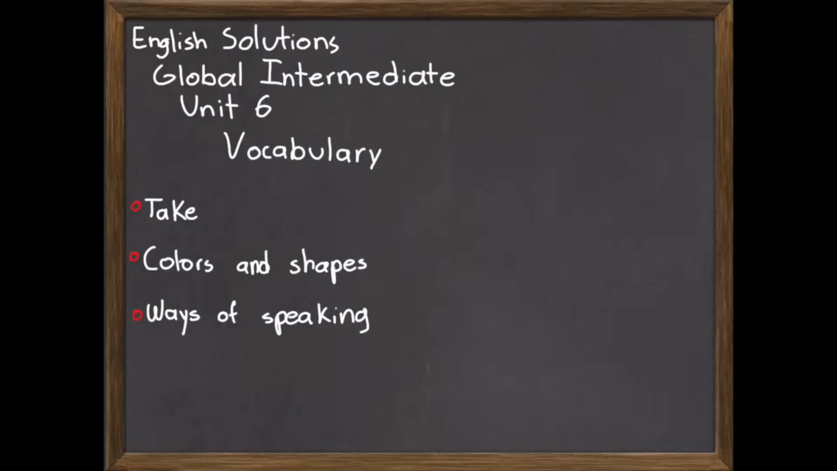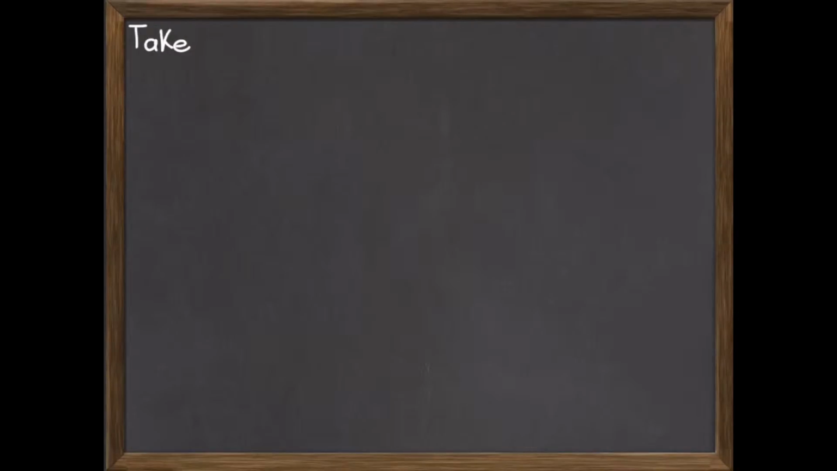Today, we will be looking at the Global Intermediate book, Unit 6, the vocabulary section. We will look at the following topics: the verb to take, and some examples of how to use the verb to take. We will also look at colors and shapes, ways of speaking, and some other words that we looked at during this unit. So let's begin. First, let's look at the verb to take.